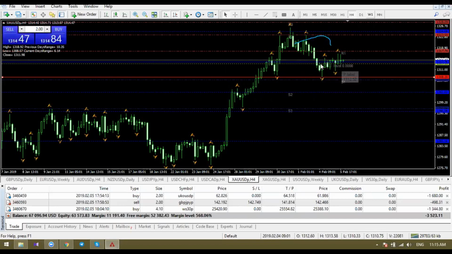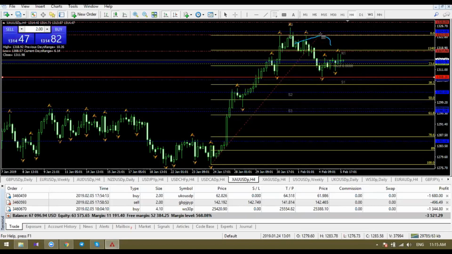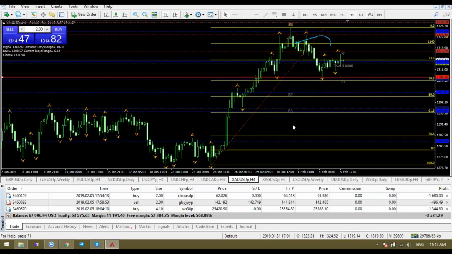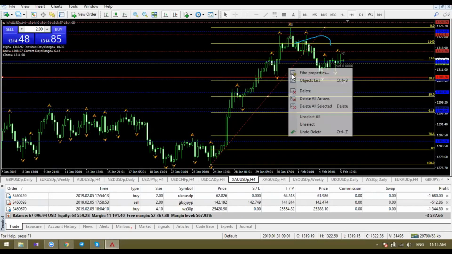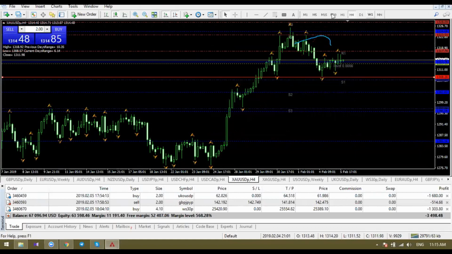You know what this is? Anyone know what this is, and why the price has become like this? Yeah, it's the 38 of Fibonacci. This is exactly the Fibonacci 38.